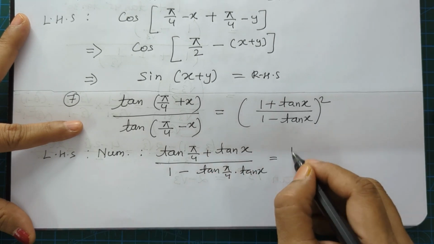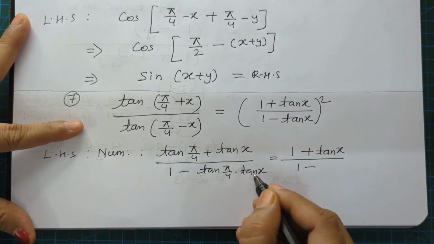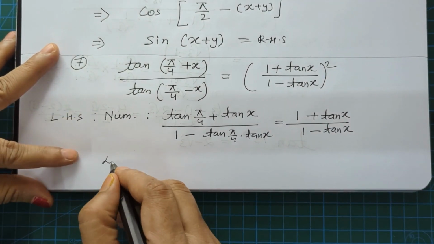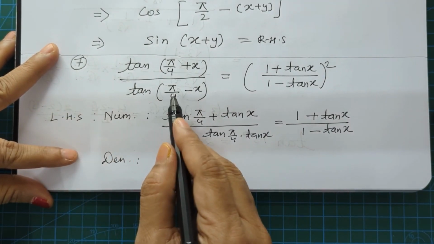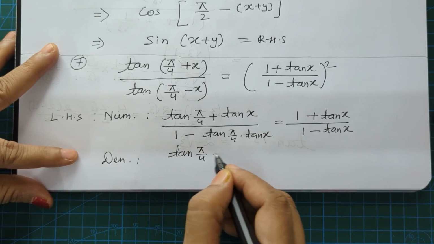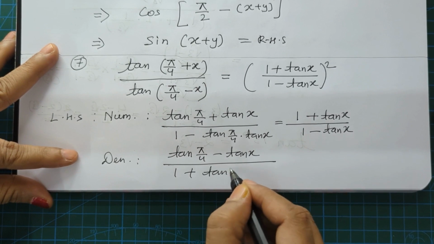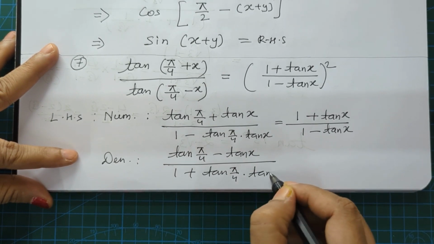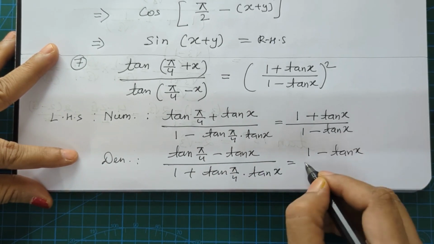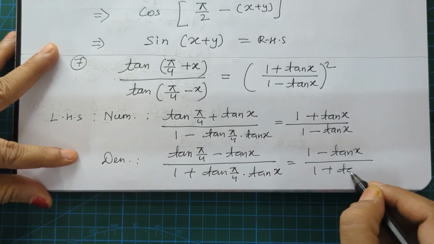So tan pi by 4 is 1, giving 1 plus tan x divided by 1 minus 1 times tan x. This happens to be the numerator. Let's see how the denominator appears. The denominator is tan of A minus B, which is tan A minus tan B divided by 1 plus tan A times tan B. This is 1 minus tan x over 1 plus, since tan 45 is 1, then we have only tan x.